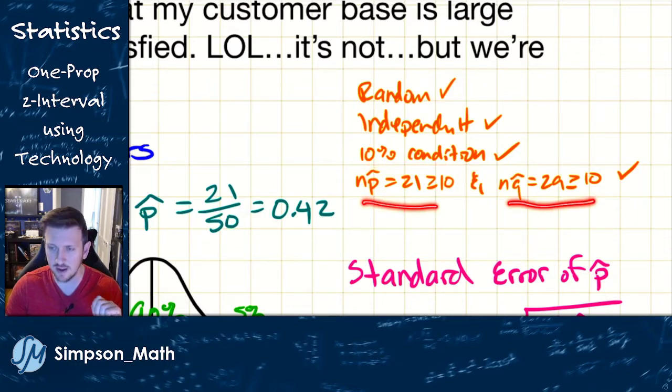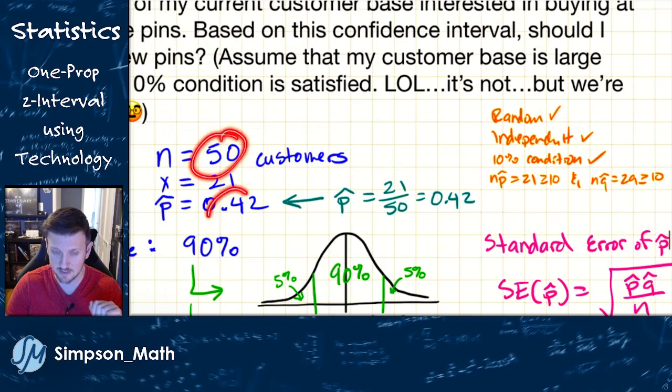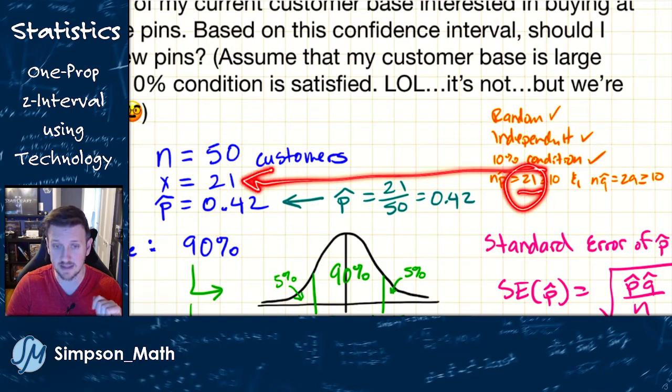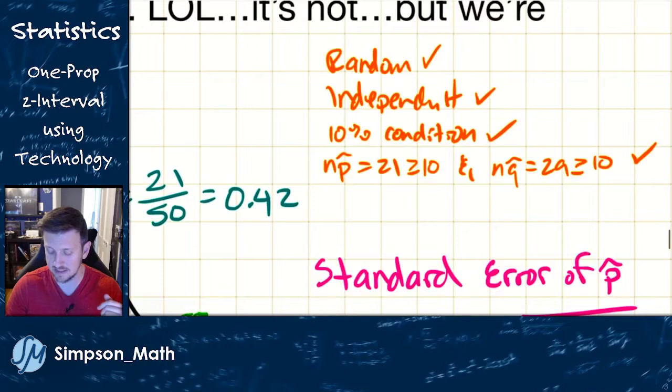It is important, of course, that we check this: that n times p, which is my number of successes. 50 times this 0.42 gives me 21, which is no coincidence that we get that same 21 there. So that's that same x right there. So that has to be at least 10. So my number of successes has to be at least 10, and my number of failures has to be at least 10, which is safely there, which is 29.